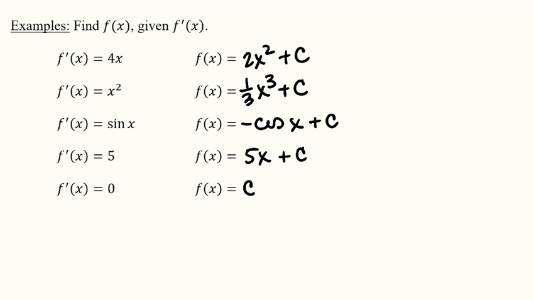Yeah, x to the third, but divided by 3 to prepare for that 3 coming down when we do the power rule. What about sine x? What's an antiderivative for sine x? It's not regular cosine x, it's negative cosine x. Cosine has derivative negative sine, so we have to prepare for that negativity by dividing by -1, which ends up making it negative cosine. For 5, we're thinking 5x. But what about 0? What's an antiderivative for 0?